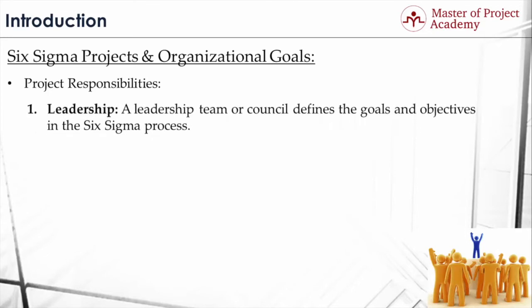1. Leadership. A leadership team or council defines the goals and objectives in the Six Sigma process. Just as a corporate leader sets a tone and course to achieve an objective, the Six Sigma Council sets out the goals to be met by the team. Here is the list of Leadership Council responsibilities.